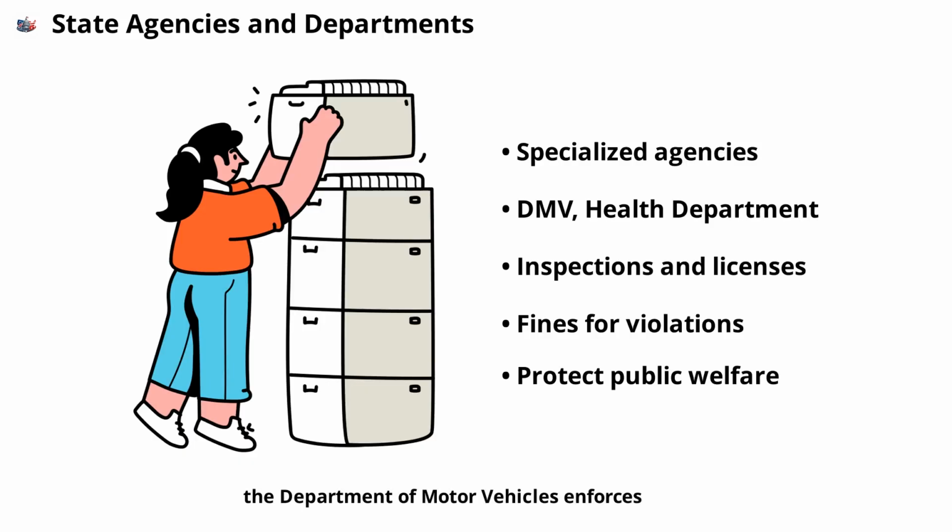For example, the Department of Motor Vehicles enforces statutes related to driving and vehicle registration. The Department of Health enforces health and safety regulations. These agencies have specialized knowledge and resources to ensure compliance within their areas of responsibility. They may conduct inspections, issue licenses, or impose fines for violations. Their work helps maintain order and protect public welfare across a range of sectors.